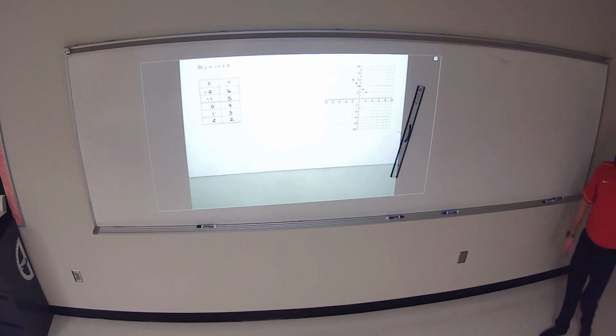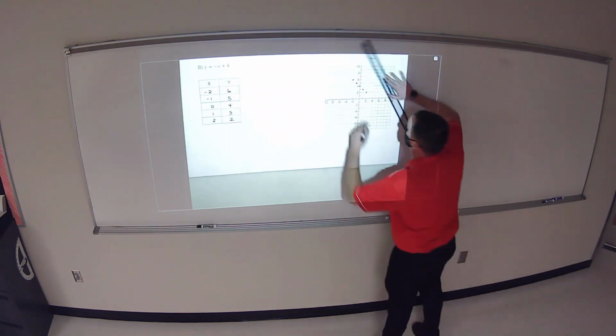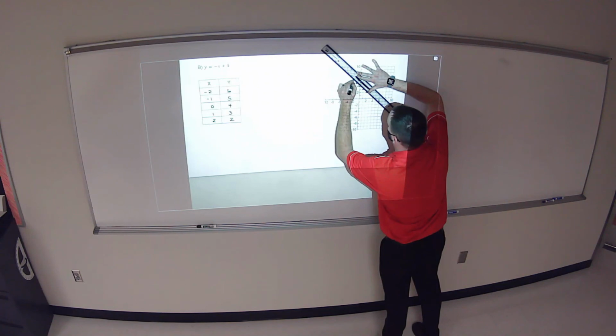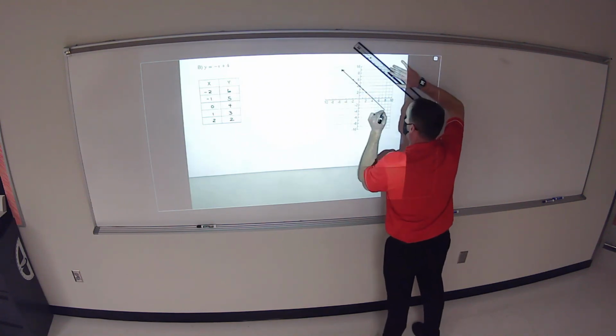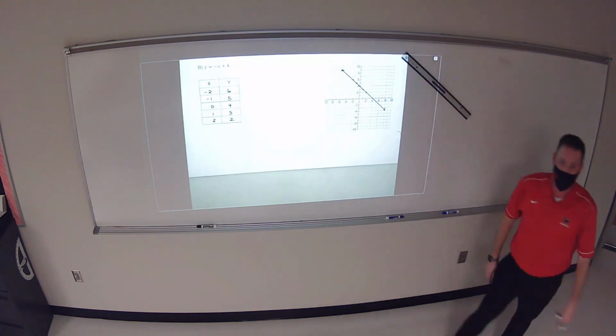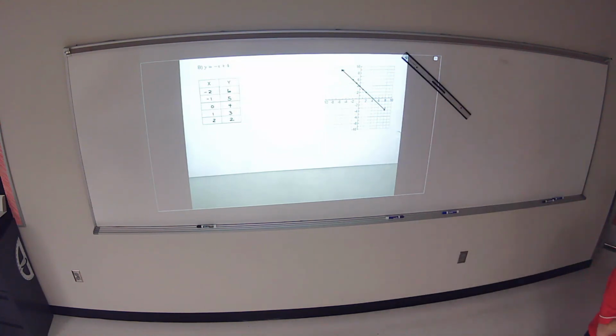So when I get done, I'm going to graph my 5 points. I'm going to grab a straight edge, draw a line that goes through all of those 5 points, and put arrows on each side. And that is all of the ordered pairs that will make that equation true.